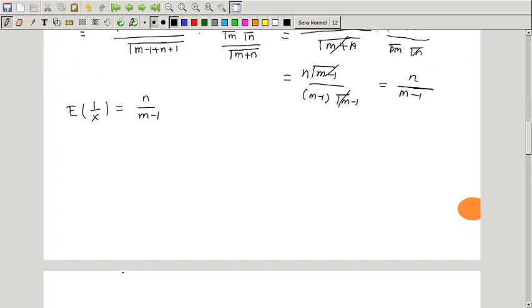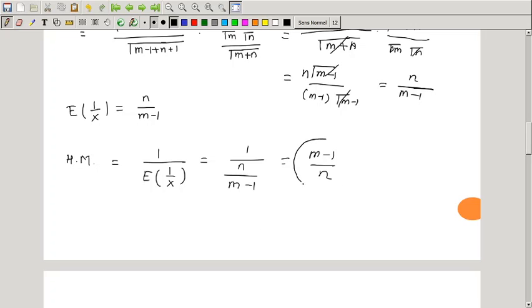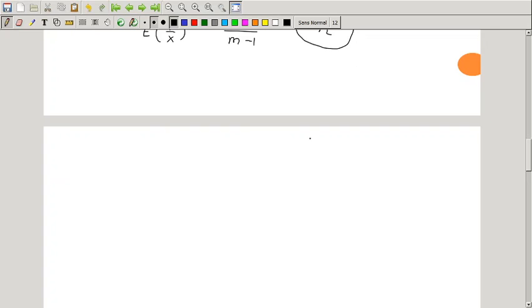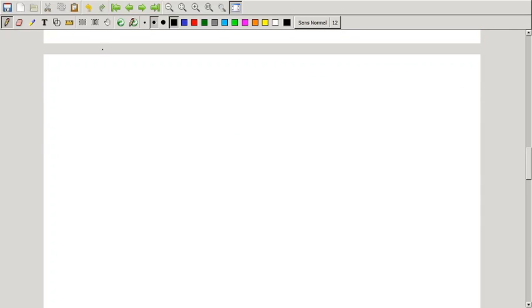So your harmonic mean is the reciprocal of this, 1 upon the expected value of 1/X, that is 1 upon n/(m-1), which is nothing but (m-1)/n, since the denominator of a denominator is the numerator. So this is your harmonic mean of the beta distribution of second kind. Now next is the mode of the beta distribution of second kind.